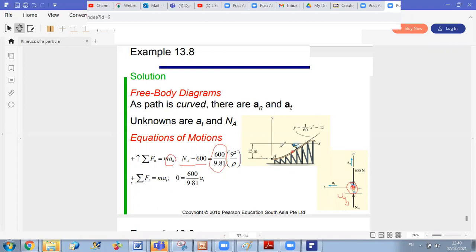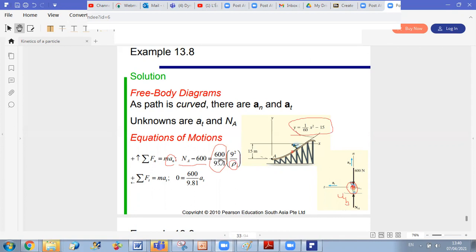Here they gave us the velocity at A, and the radius of curvature can be calculated based on what? Based on the formula we developed together in the previous chapter. We said that if we have y as a function of x, we can calculate the radius of curvature by calculating the first derivative and the second derivative. So the first step here is to find rho at A, and then we replace in the equation to get NA. We will do the calculation together.